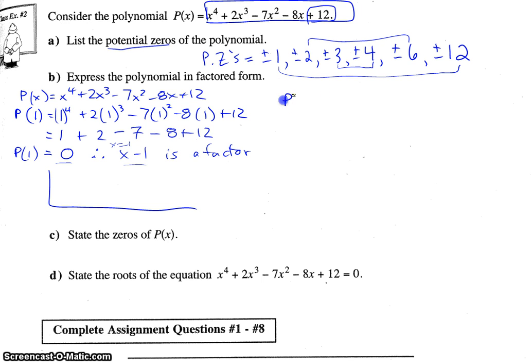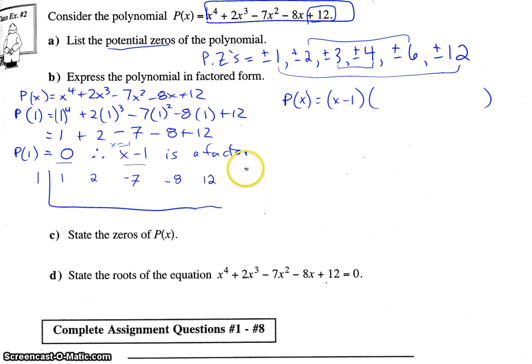Okay, so we know then if we go p of x equals, we have x minus 1, and then we're going to have something else. This part we'll get through synthetic division. So we're going to put what x equals here, x equals 1, and then we put our coefficients across the top of our original polynomial. So 1x to the 4, 2x cubed, negative 7x squared, negative 8x, and then positive 12. There we go, and we begin our synthetic division.